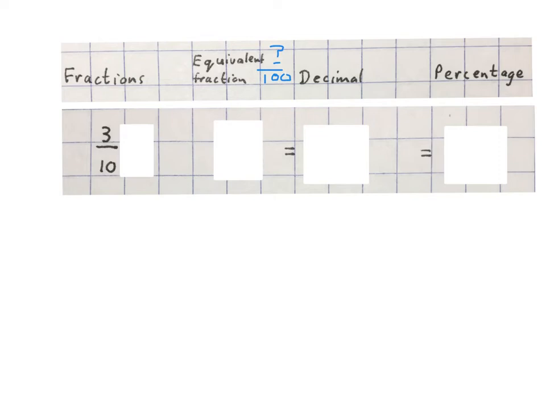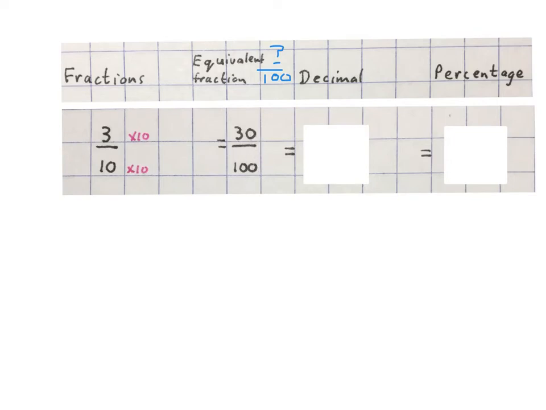Good day. In this video, we're going to show you how to convert a fraction to an equivalent fraction out of 100, then convert that to a decimal, and then to a percentage. To convert 3/10 to an equivalent fraction out of 100, you ask, what do I times this 10 by to get to this 100 in the denominator? That is times 10, and what you do at the bottom, you must do at the top. Then you times the 3 by 10, and 3 over 10 is the same as 30 over 100.